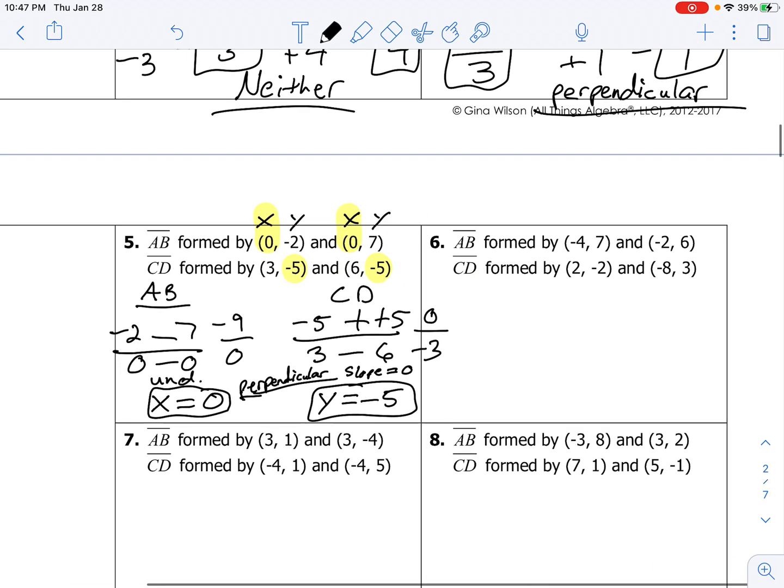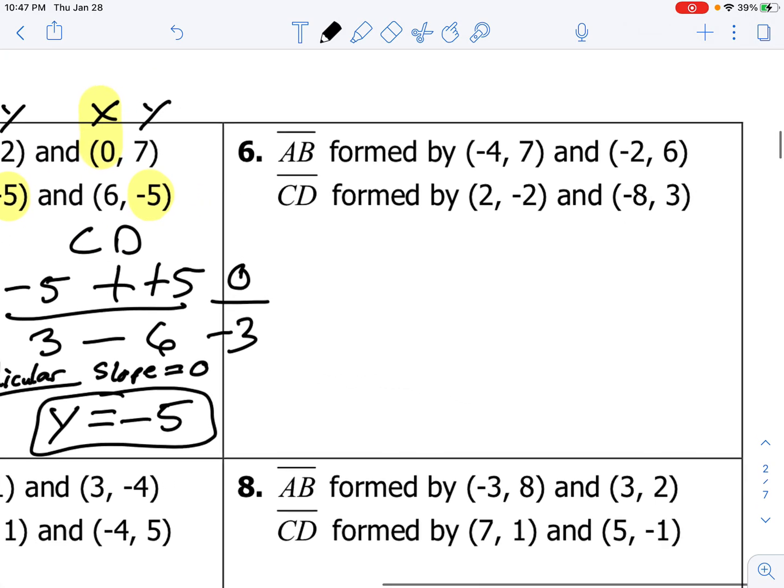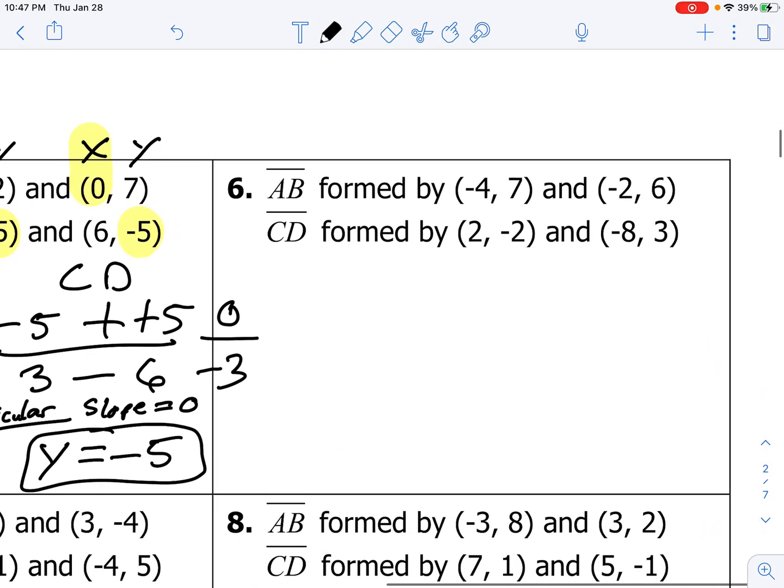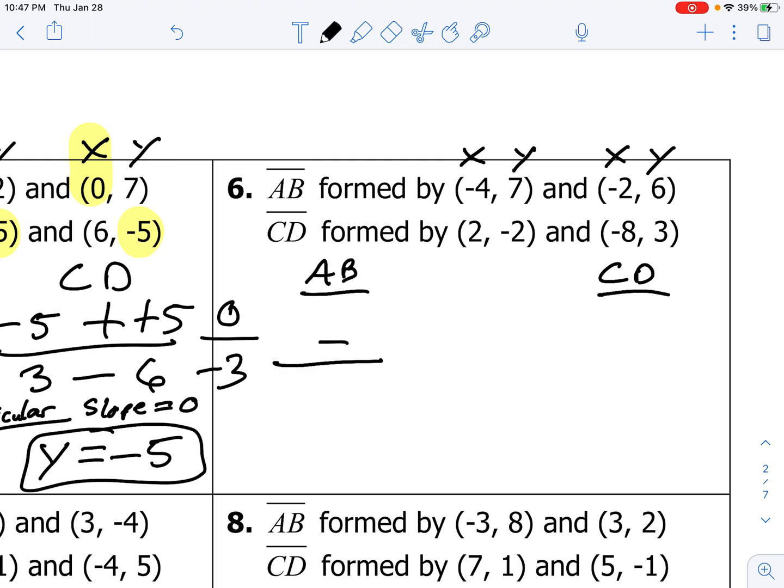All right, number 6. On this one right here, again, you do it the same way. Here's my x's, here's my y's. AB are the two lines on top. We'll do that first. All right, so what we've got are the y's. Drop the y's down on top, 7 and 6.